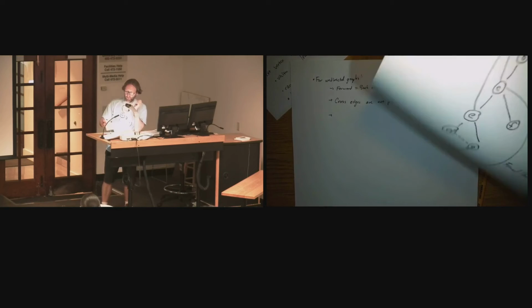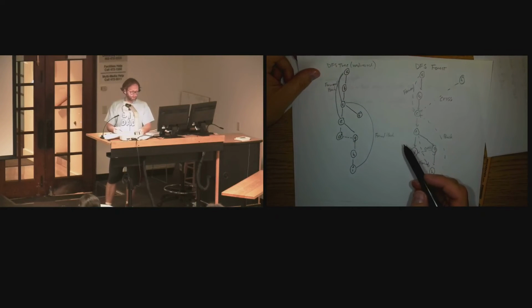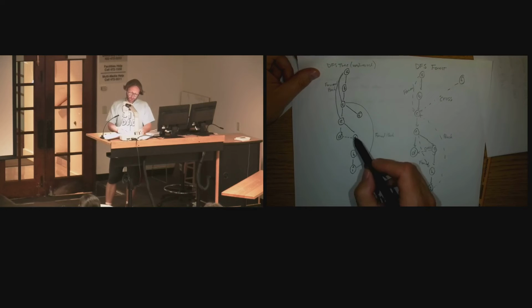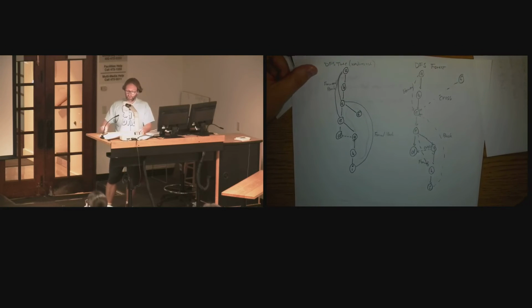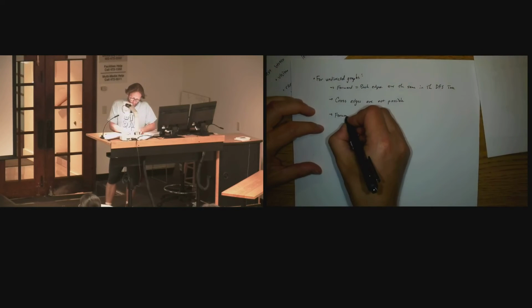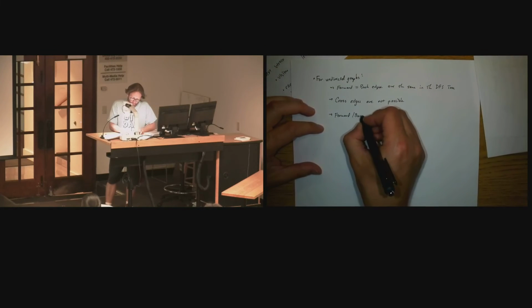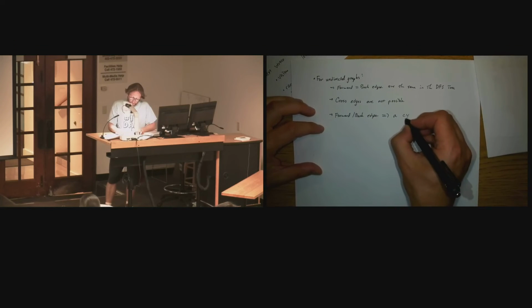Let's go back to this example over here. What do you know about this graph? In particular, what do you know about C and I? You can go to C and I, and not only that, you can go I, H, G, E, C. So what is this thing right here? A cycle. Right? So forward or back edges imply a cycle exists.